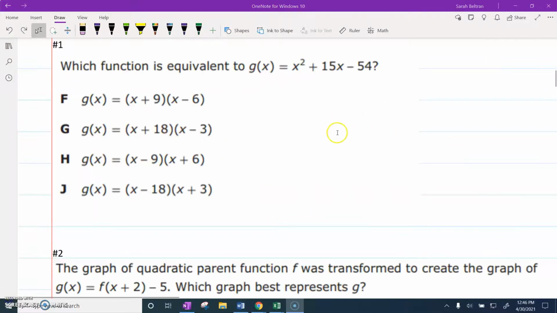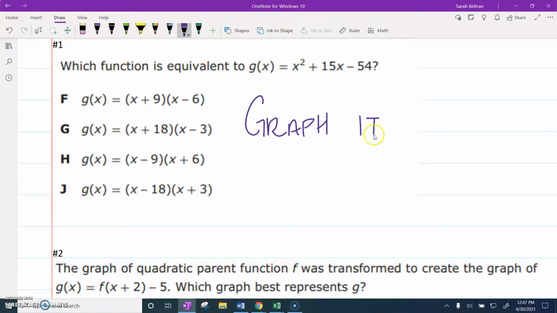So here is your first problem. Which function is equivalent to g of x equals x squared plus 15x minus 54? My piece of advice to you would be graph it. Go ahead and do that. Graph it, graph it and look for the x-intercepts.